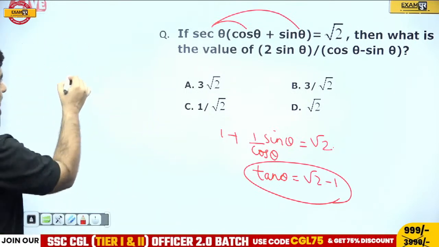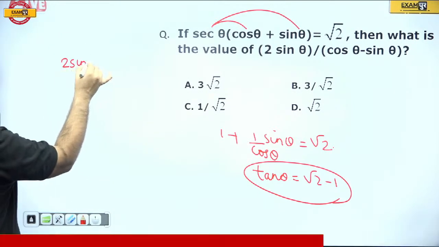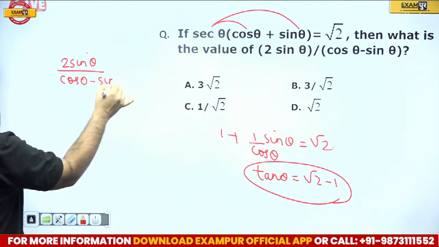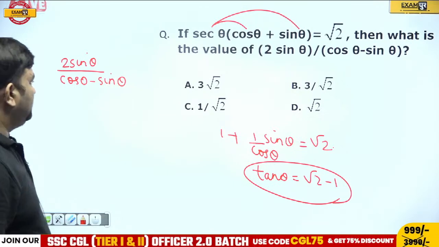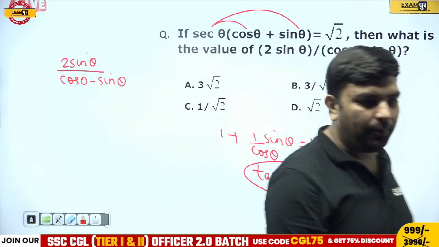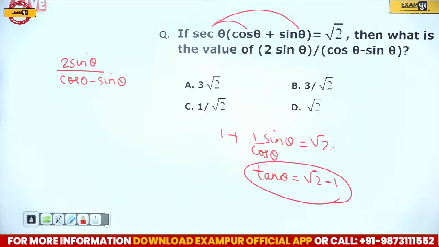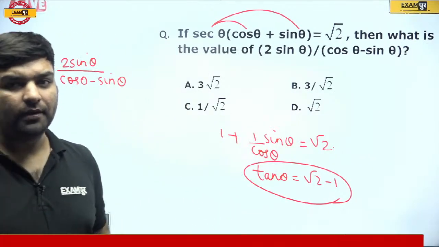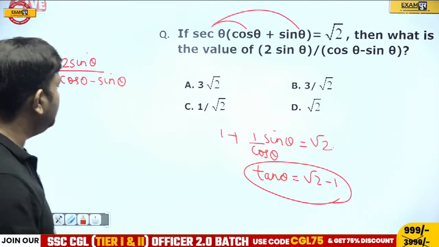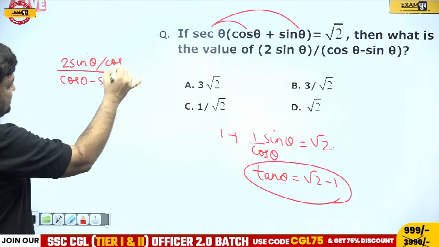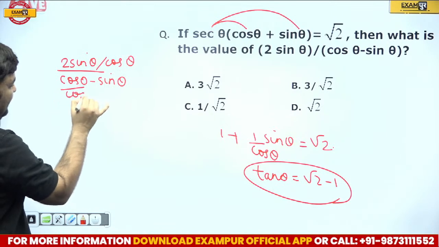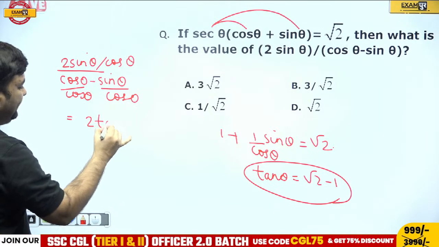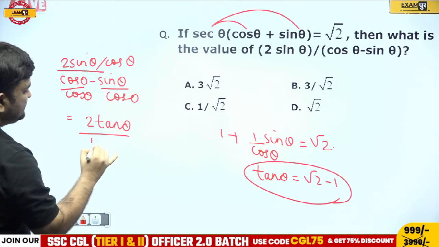What is this? 2 sine theta upon cos theta minus sine theta. Why not divide by cos theta everywhere to make use of the tan theta value? I think that is a cool idea. So 2 tan theta upon 1 minus tan theta.